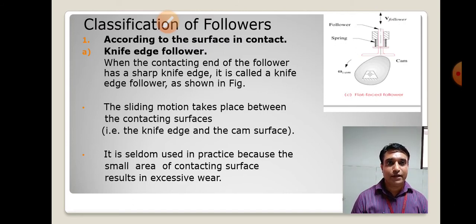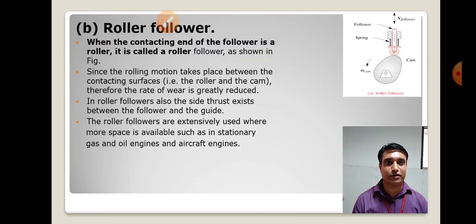We have said that the sliding motion takes place between the contacting surfaces. It means the knife edge and the cam surface are both in contact and both have sliding motion. It is seldom used in practice because the small area of contacting surface results in excessive wear. Means the wear of cam and follower both take place in this type of cam. That's why it is not advised to use this type of cam in general practice.